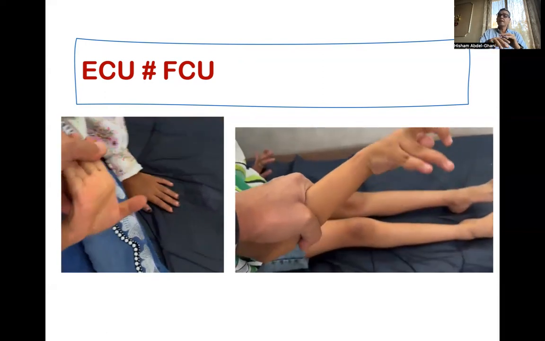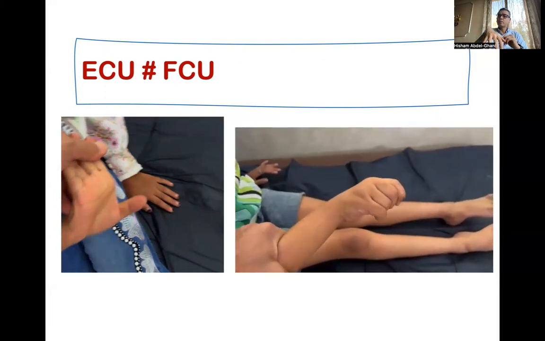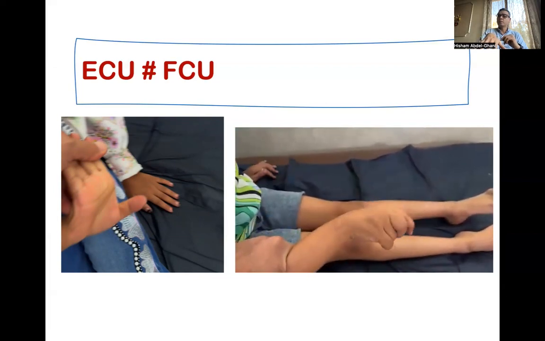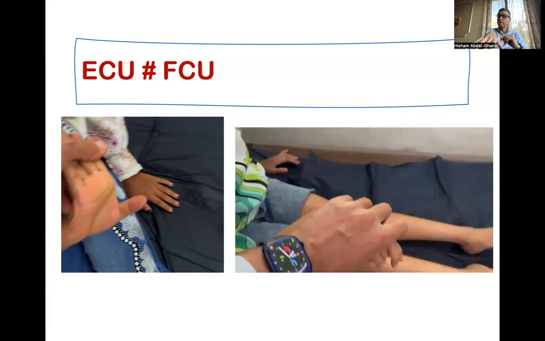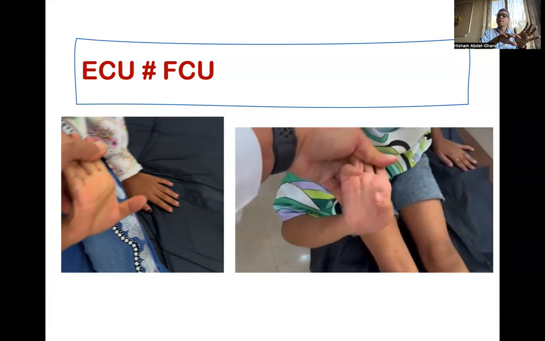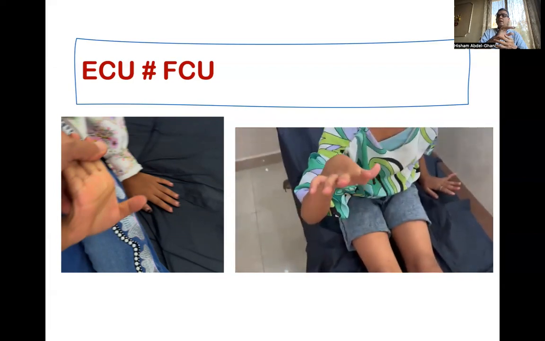But if the patient needs flexion of more than 20 degrees and with severe ulnar deviation, in this case, this patient may benefit from transfer of the flexor carpi ulnaris and not the extensor carpi ulnaris.